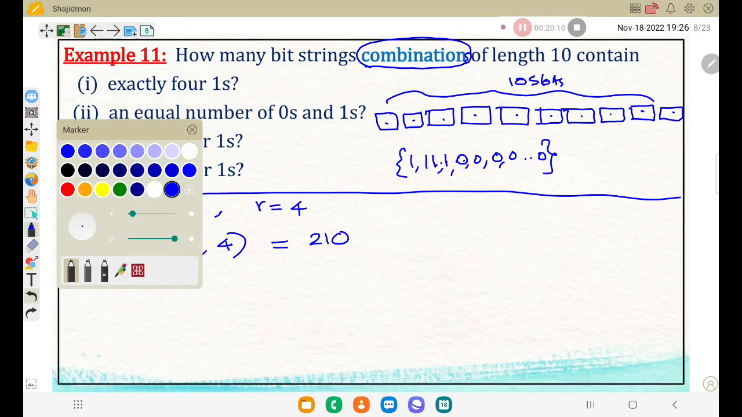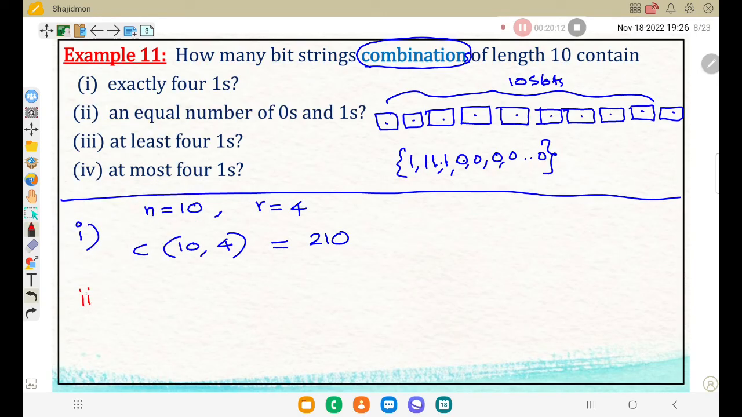Now the second part of the question, same way: an equal number of zeros and ones. Equal number of zeros and ones means totally we have length 10, correct? We have a bit string with 10 slots, or 10 symbols. How many do we need to choose? Equal number of zeros and ones means 5 ones will be there or 5 zeros will be there, correct? If 5 are 1, the other 5 elements will be 0, correct?